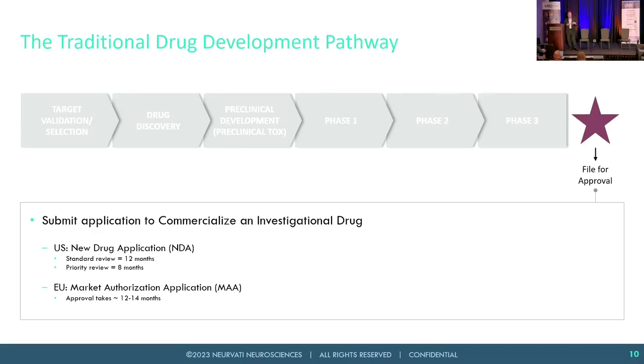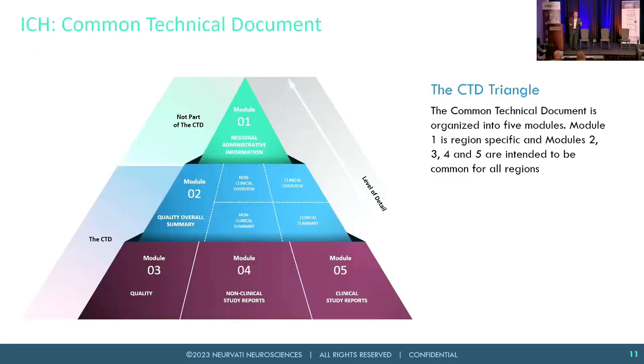And then the EU has an MAA process, which is similar, and they also have accelerated processes that could be used. So this is another way just to illustrate what's called the common technical document. This is how all regulatory submissions are built. It's a pyramid or a triangle. You can call it whatever it looks like, but it's basically years and years of work from that discovery phase. And I didn't even talk about manufacturing, because you've got to make a drug. It has to be done in a very high quality way. All of this builds up to a regulatory submission.